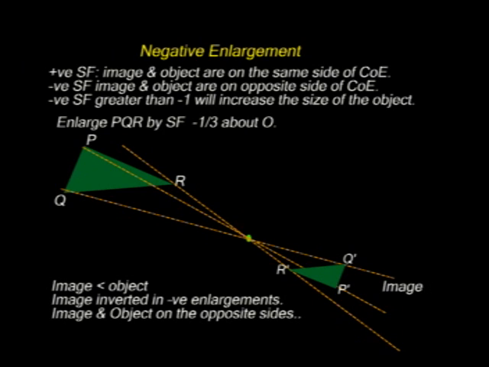The only difference being that you shall be given the coordinates of the vertices of the object and the image and those of the center of enlargement. The procedure is the same, you just draw straight lines and take accurate measurements of the distances.